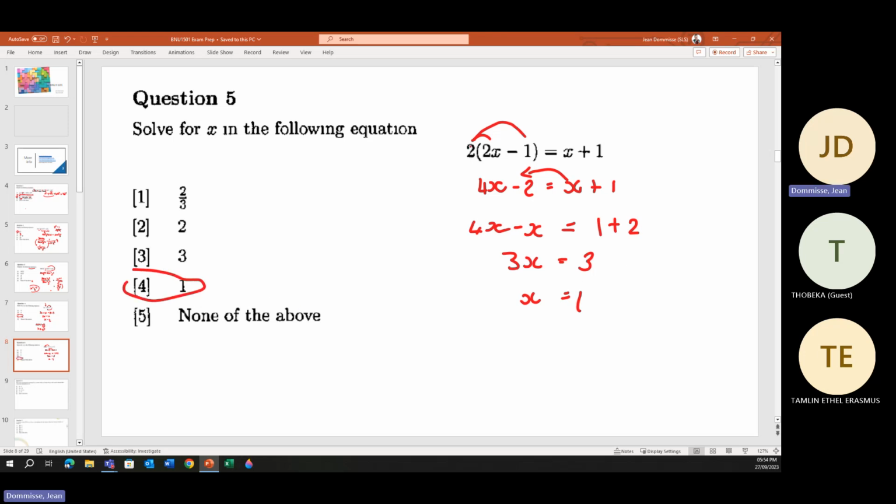Okay, and then again, I can test it. So let's put it in x's place. So 2 times 1 is 2. 2 minus 1 is 1. So 2 times 1 is equal to 2. So let's check then on this side. If we have 1 plus 1, that is also equal to 2. So we can see that the left-hand side and the right-hand side are exactly the same. So our final answer is definitely x equal to 1.